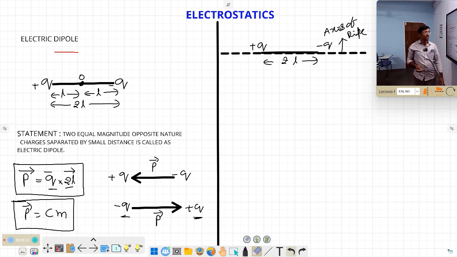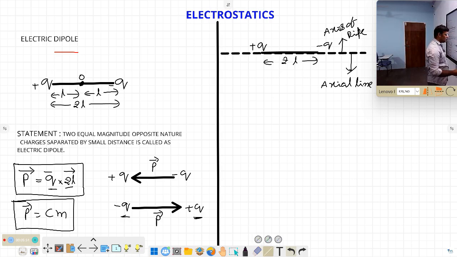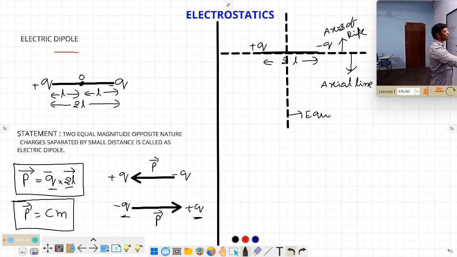Now the line which you take along the axis, that means in between the two charges. If you extend that line outside, this line is also called the axial line of the dipole. This is called the axial line of the dipole. Now if you take a line from the center of the dipole like this, this line is called the equatorial line of the dipole.